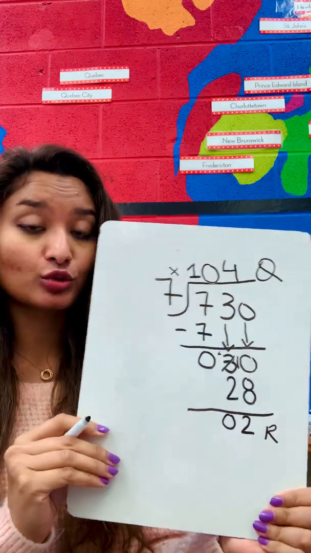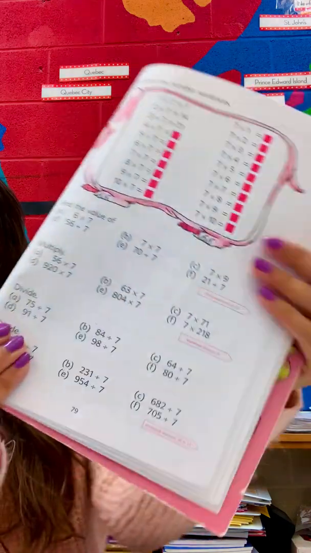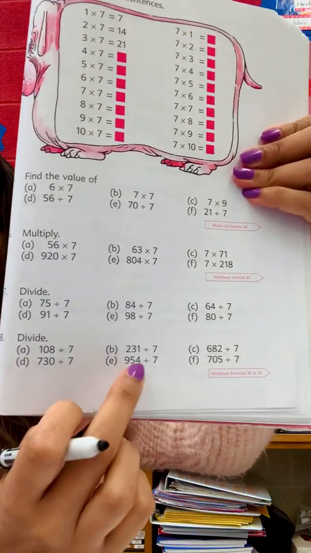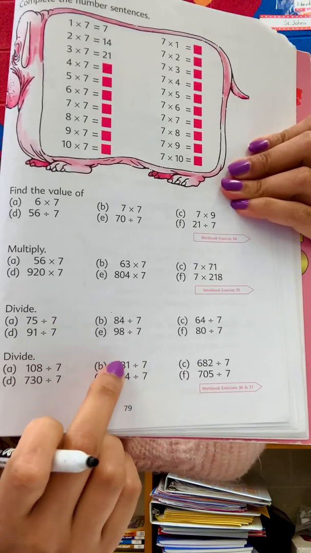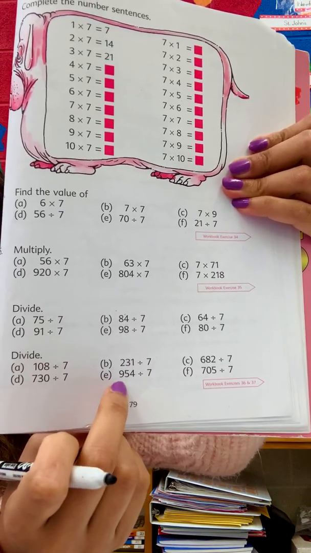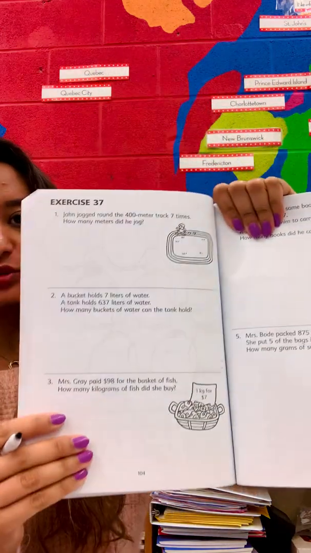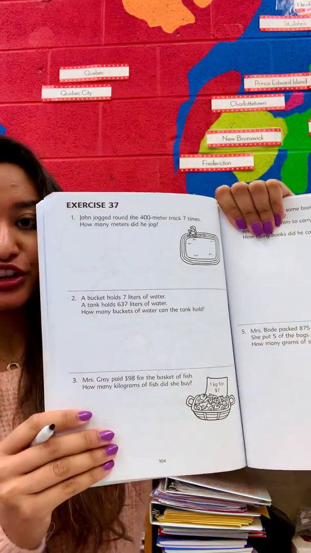Okay, so those are your questions from task 8, and I did A and D. Now you should go ahead and do B and E and C and F, okay? After that, you have a task to do in your workbook as well. So we need to work on exercise 37.